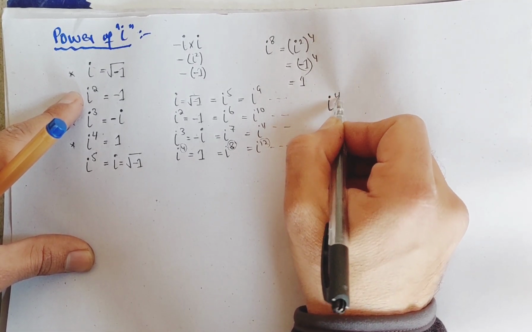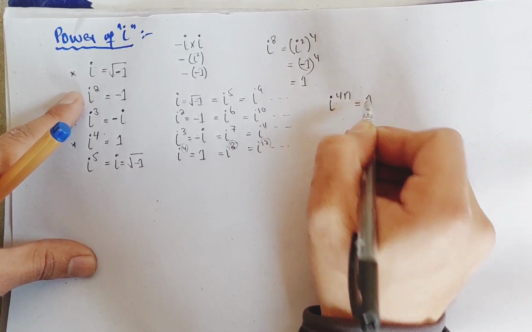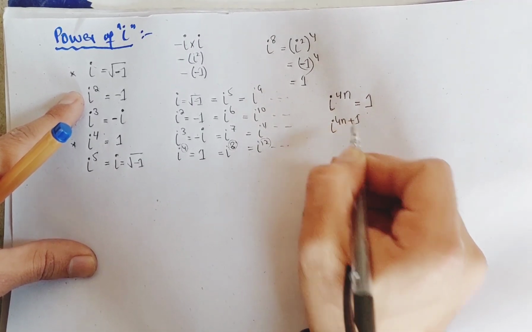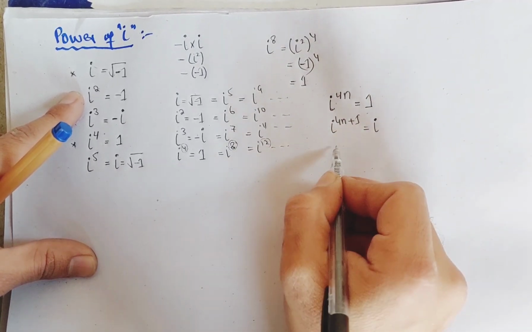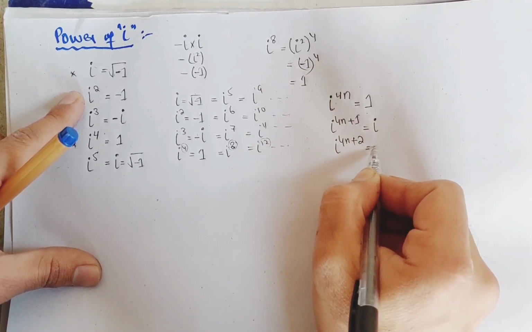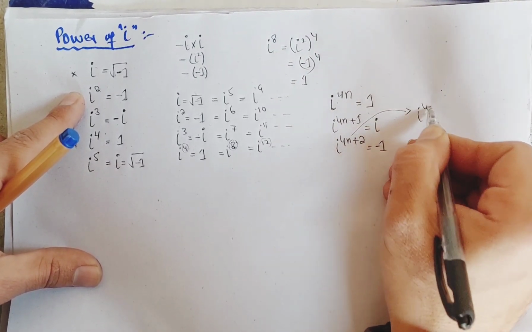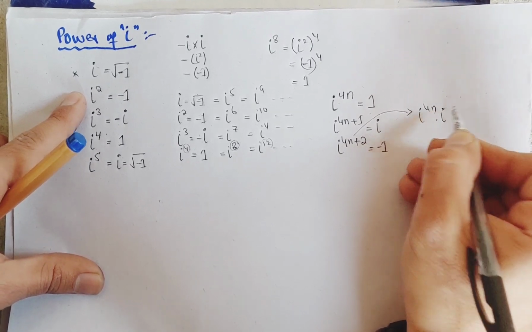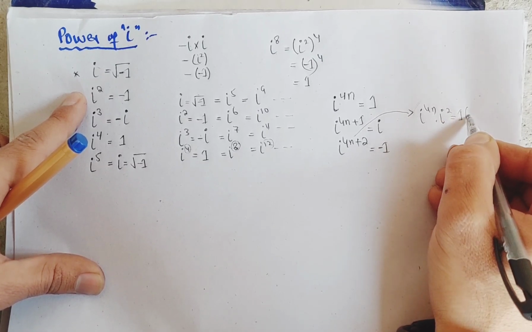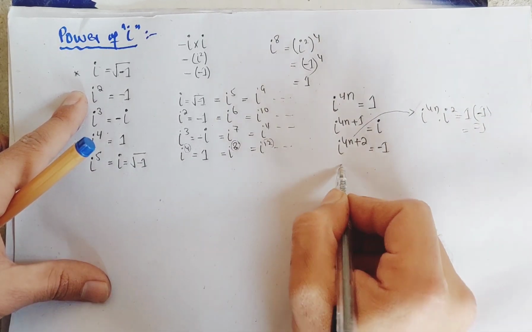If I write this, iota power 4n plus 1 will be equal to iota. Iota power 4n plus 2 will be equal to minus 1. I can write this here, don't be confused. Iota power 4n is obviously equal to 1, and iota square is equal to minus 1. So this will result in minus 1. You can see if I write iota power 3, this will be equal to minus iota.